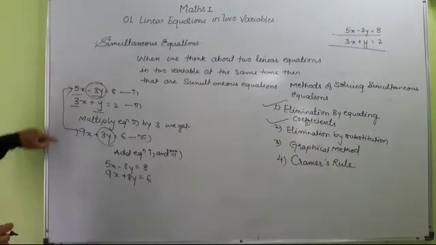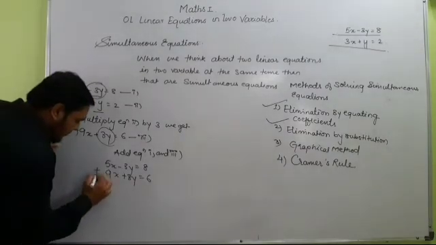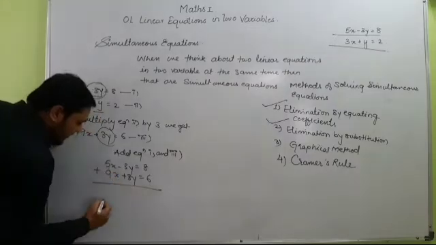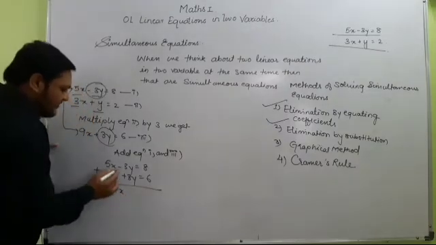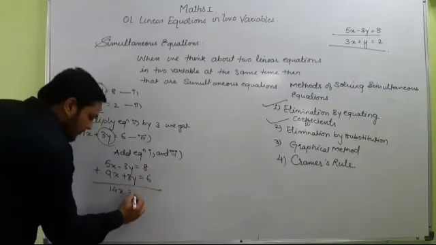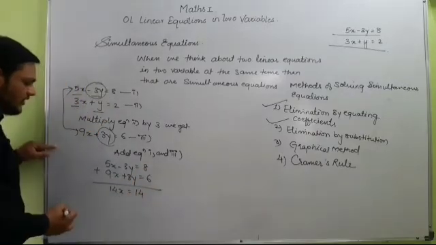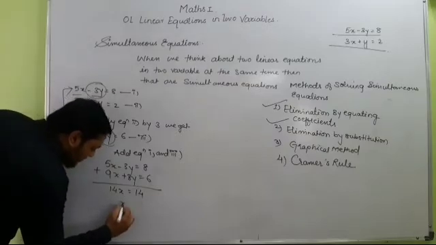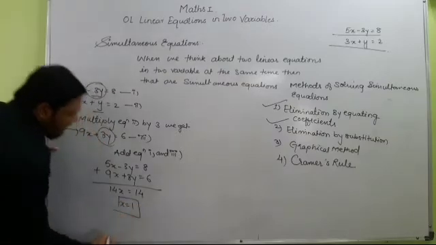Students, we have added the first and third equation. 5x plus 9x, you know, will be 14x, and minus 3y and plus 3y will be eliminated, and 8 plus 6 becomes 14. Here 14x equal to 14, so x will be equal to 1. So we got the value of x.